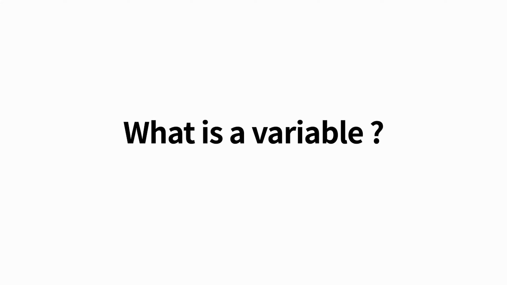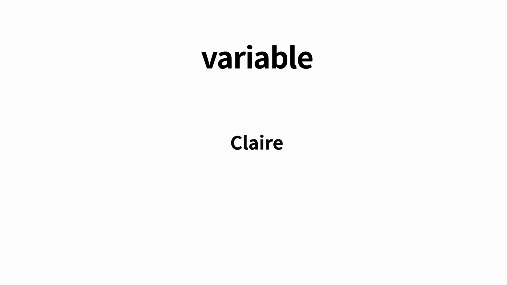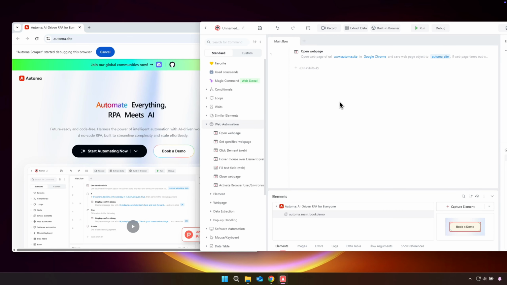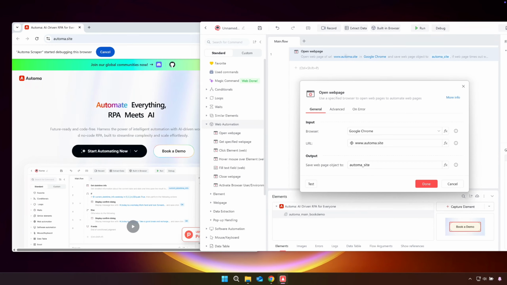Next up, let's learn about variables. A variable is a storage compartment for data. Once we give this compartment a meaningful name, the rest of the flow can directly use that name to access the stored data. In our earlier explanation, we've actually already come across the concept of variables. For example, when we use open web page to get a web page object and name it Automa site, this command actually creates a web page object variable for us to store the web page. The variable name is Automa site, and the variable value is that web page.